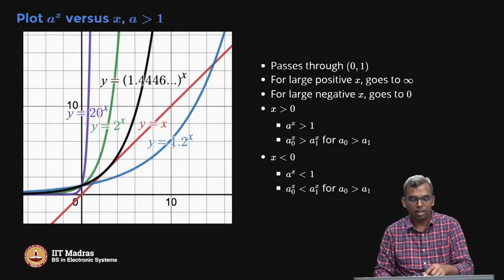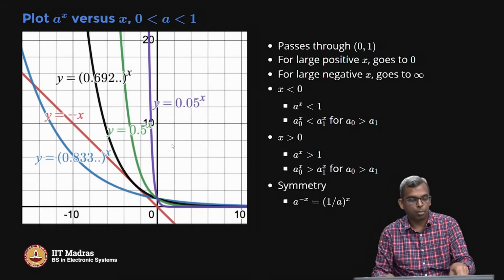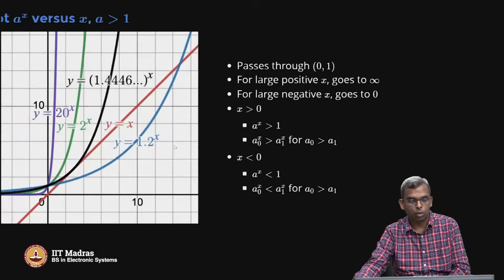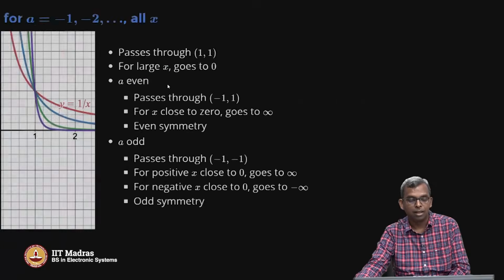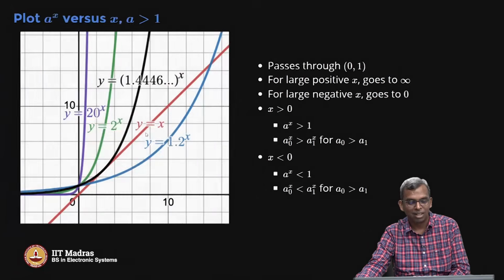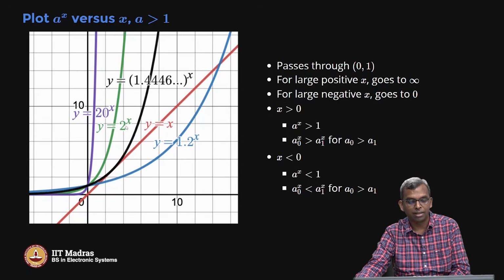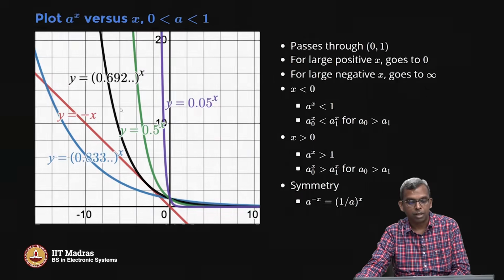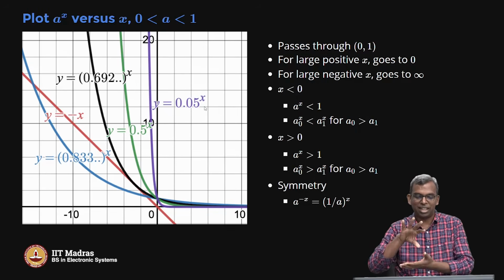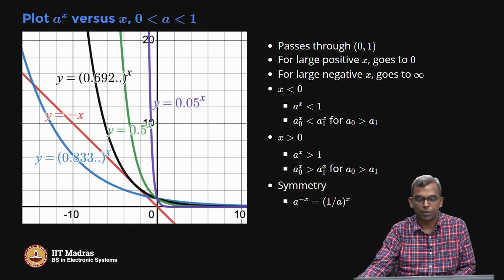So you see here 1.2, this 0.833 is 1 by 1.2. Likewise here 1.4446, and 0.692 is 1 by 1.44. Here you have 0.5 power x, and then this became 2 power x, and then 20 power x, this is 0.05 power x. So I've just done the 1 by a to get a reflection here, and that will work out in that fashion. So it passes through (0, 1) always.